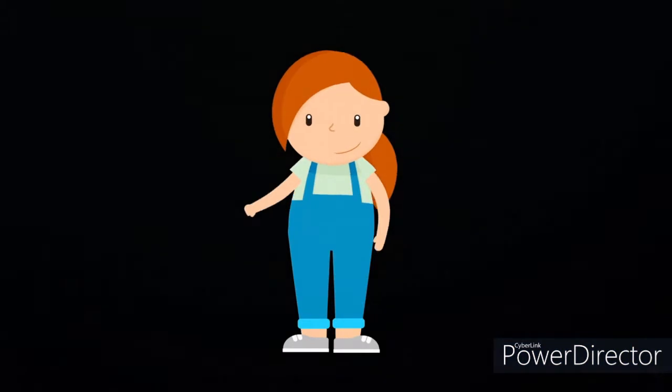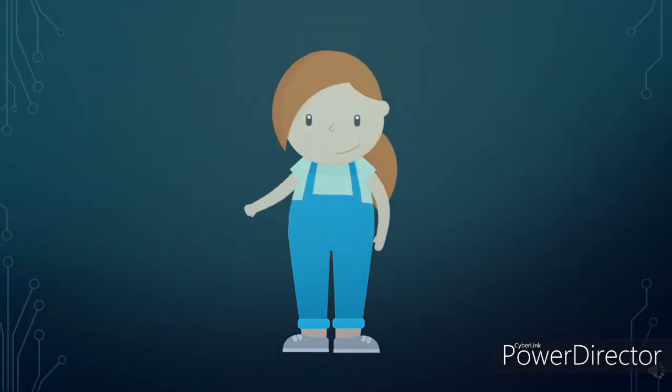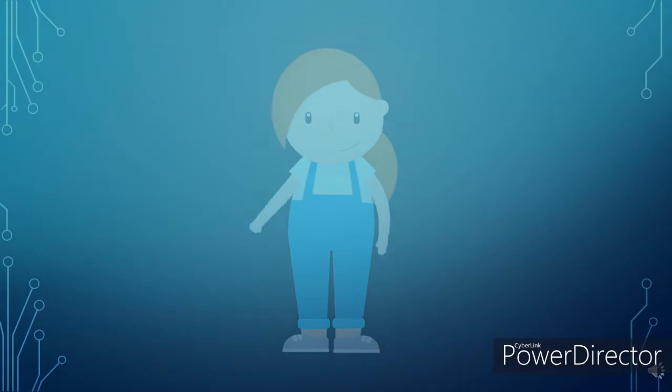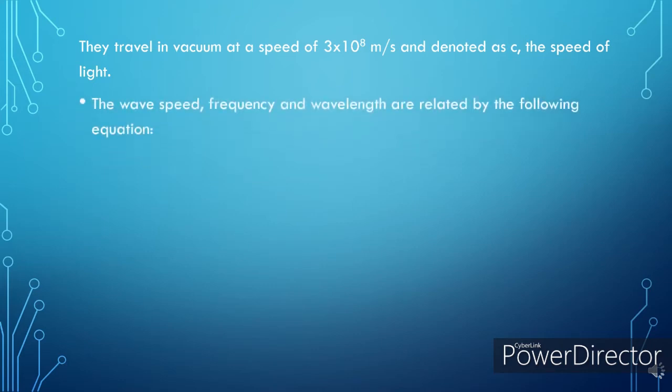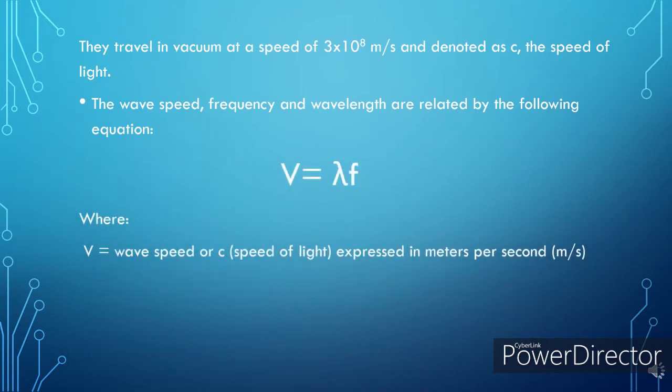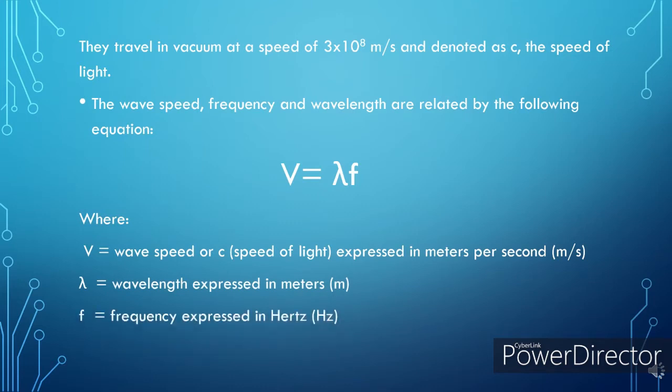All electromagnetic waves can travel through a medium, but unlike other types of waves, they can also travel in vacuum. They travel in vacuum at a speed of 3 times 10 raised to 8 meters per second, denoted as c, the speed of light. The wave speed, frequency, and wavelength are related by the following equation. V equals lambda f, where V equals wave speed or c, the speed of light, expressed in meters per second. Lambda equals wavelength expressed in meters, and f equals frequency expressed in hertz.